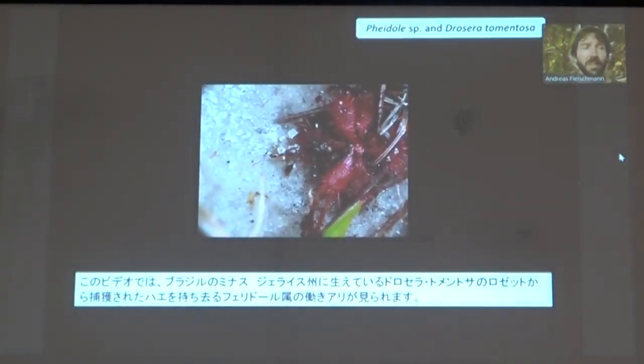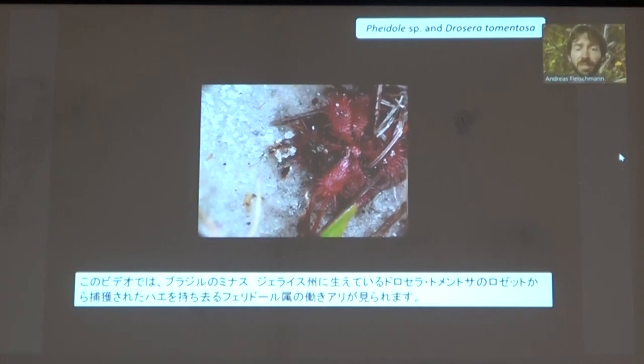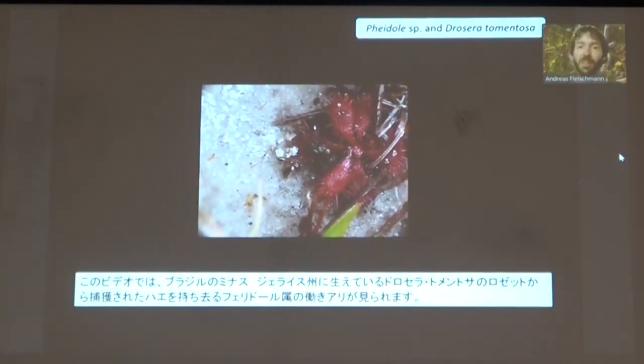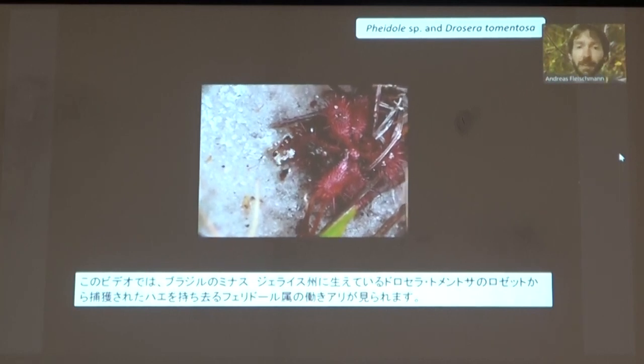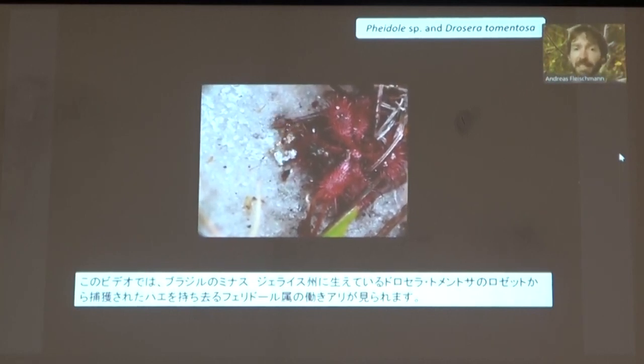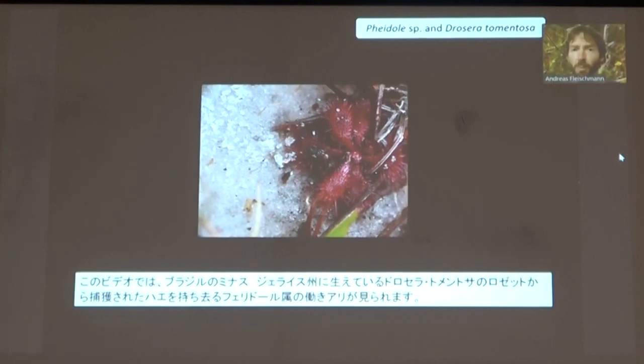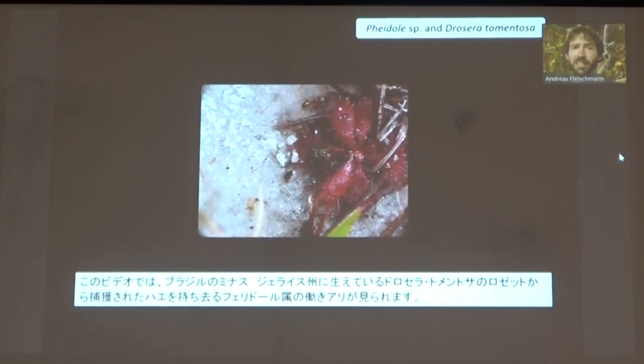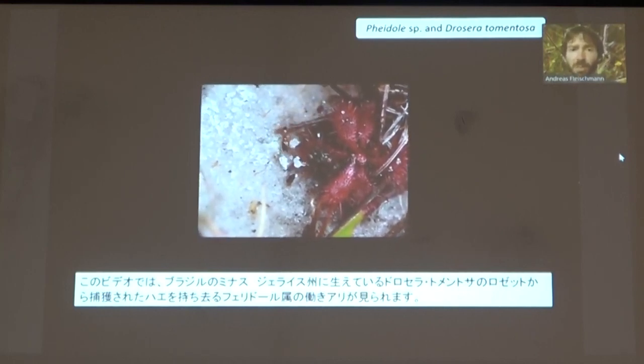In this video from Brazil, you can see a Drosera tomentosa with a captured fly. Actually, I picked that fly, put it on the leaf, and watched just what happens. Here you can see ants of the genus Camponotus, a worker, and with a large head, this is a soldier. Now it does not know what to do.